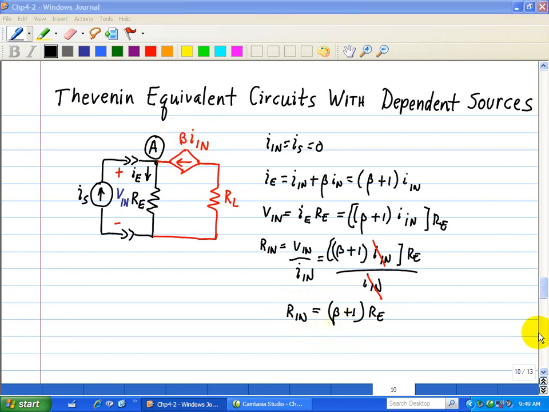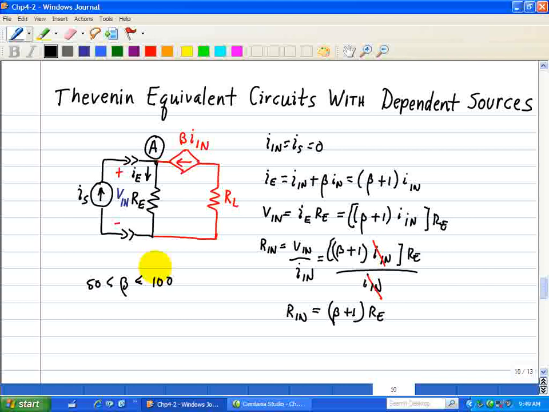The circuit that we just analyzed is basically a model of a transistor circuit in which the gain, beta, our current gain, typically lies between 50 and 100. So beta here lies in between 50 to 100, and the input resistance with the external excitation is basically (beta plus 1) times R_E, which is a lot different than R_E without the excitation or the dependent source.